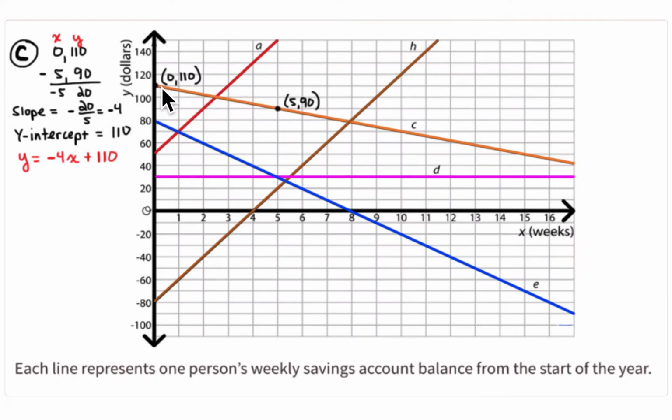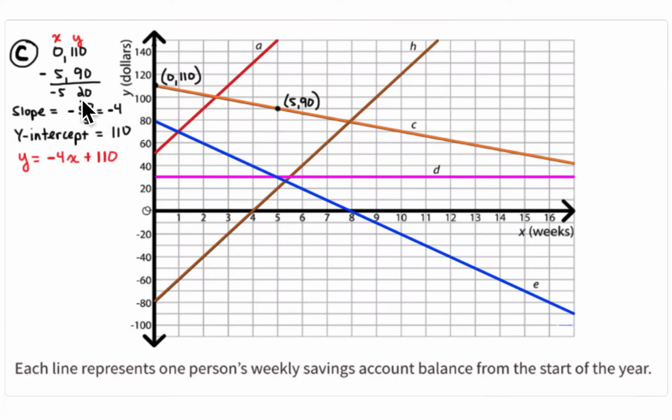It is 5 weeks, 1, 2, 3, 4, 5 weeks. So that's the 5 minus 0, or 0 minus 5. You can do it that way as well. So that's -5. It's going to be a -5 because you're subtracting 5, 90 from 0, 110. And how much money is leaving the account in those 5 weeks? Well, it's $20. 110 minus 90 is $20.